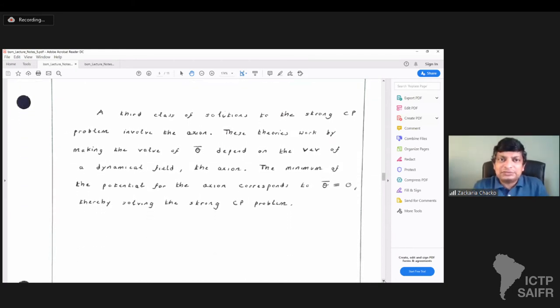So a third class of solutions to the strong CP problem involve the axion. Okay? And the way these theories work is by making the value of theta bar depend on the value of a dynamical field. So the effective value of theta bar now depends on the value of some field. And that field is what we call the axion. Okay? And then if the minimum of the potential for the effective value of theta bar is zero, okay, then the strong CP problem is solved. Okay. That's the axion solution. And the rest of this lecture, and basically the rest of this course, is going to be about discussing the axion. Okay. So let me stop and ask if there are any questions about the strong CP problem in general.